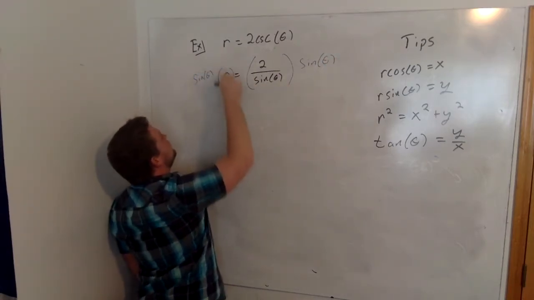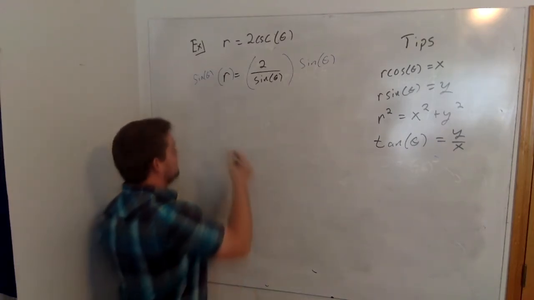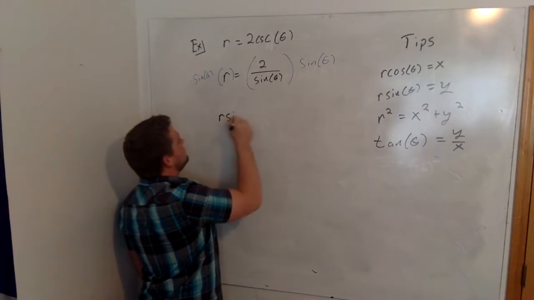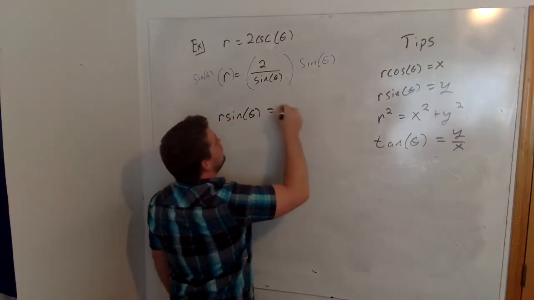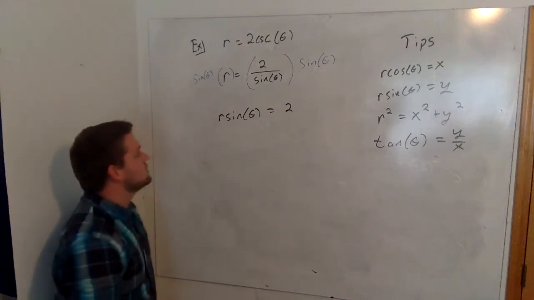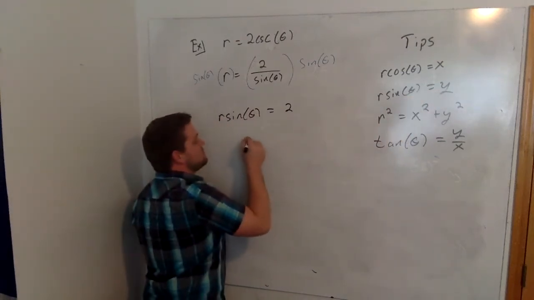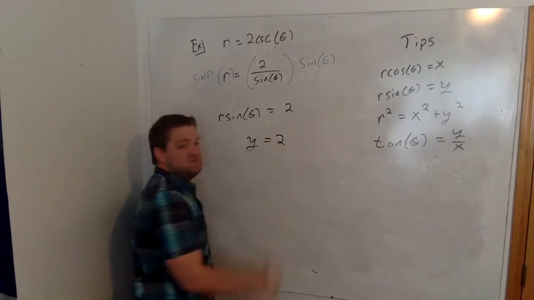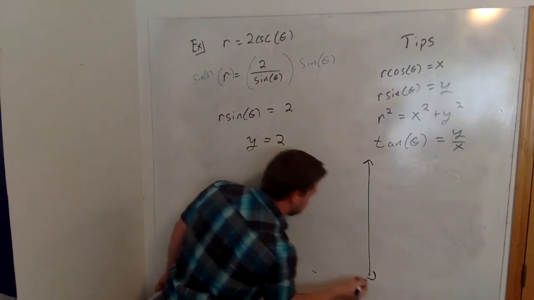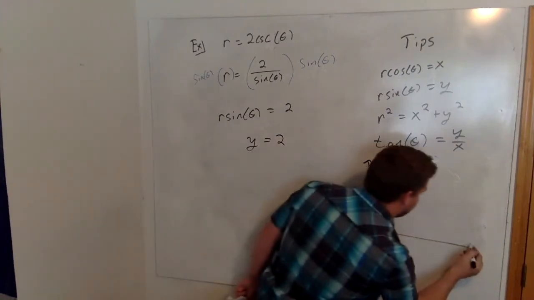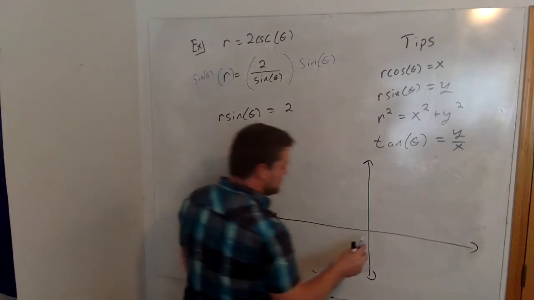And what's great about doing this is we're going to get that r sine of theta piece to show up. So we'll get r times the sine of theta, these will cancel out, will just be equivalent to 2. Well, r times the sine of theta is the same thing as y, so we just get out that y is equal to 2. So this is the equation describing a horizontal line. This is saying no matter what the x value is, the y value is always 2.